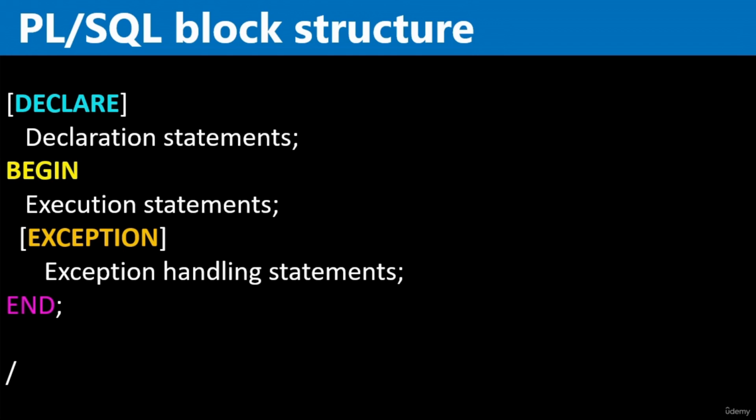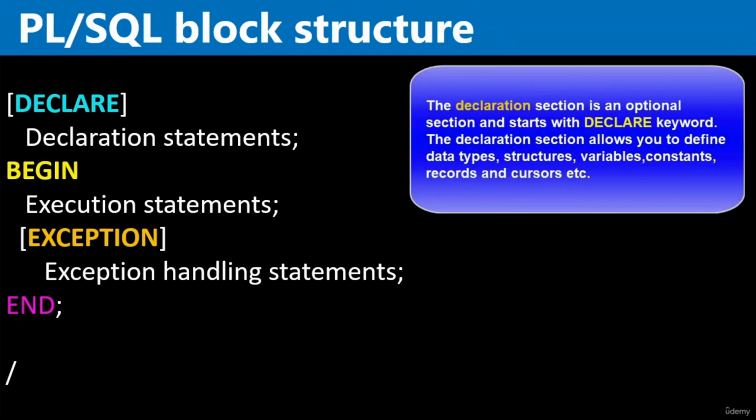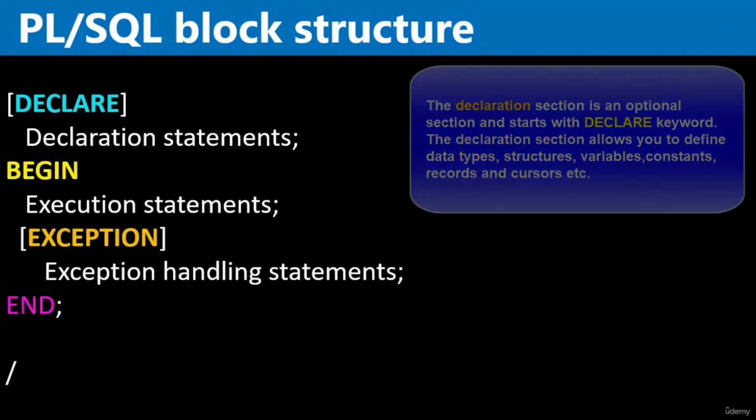The declaration section is an optional section. It allows you to define data types, structures, and variables. So within the declaration section, you can declare your variables, you can give the variable names, you can add data types, and you can also initialize values for your variables.